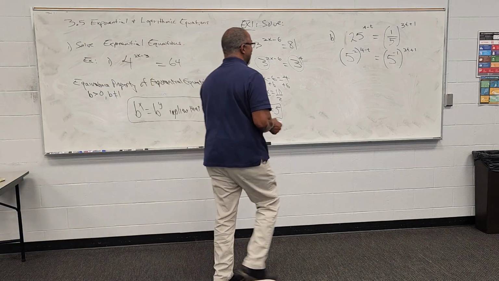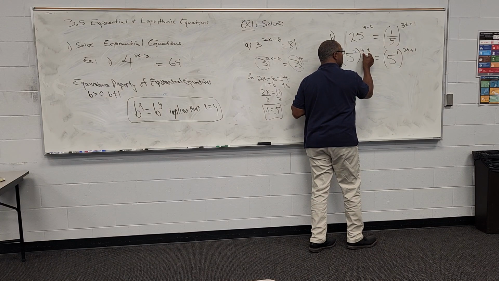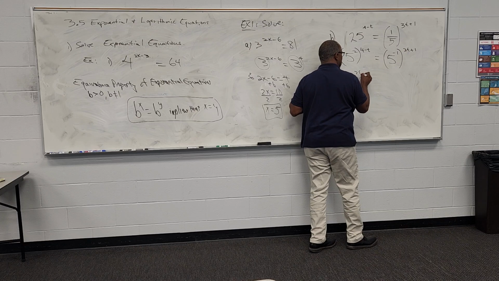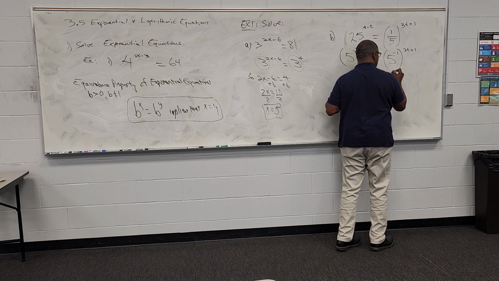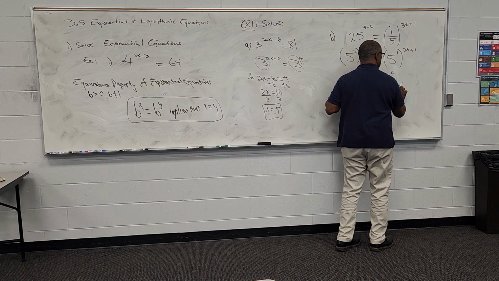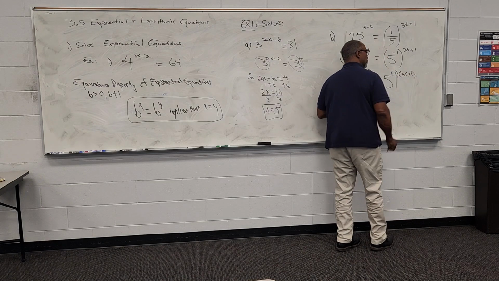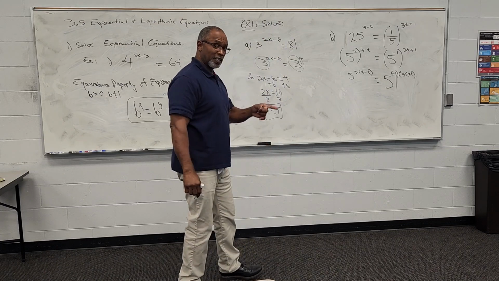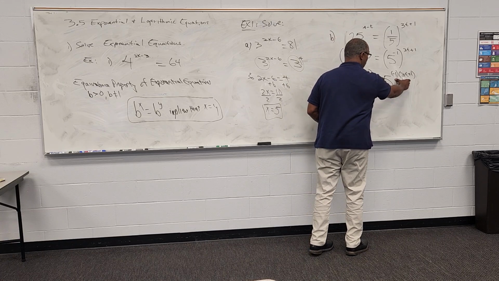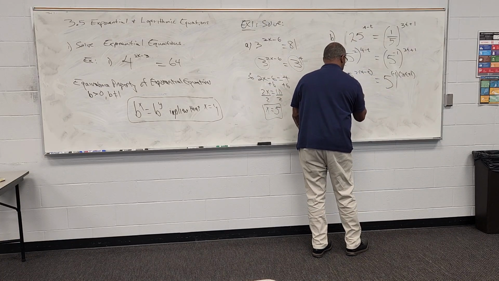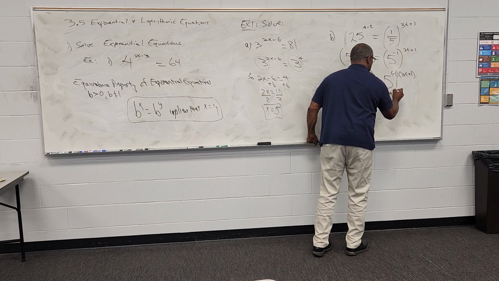Well, now that I have 5 raised to the second power raised to that power, whenever you have an exponent raised to an exponent, you multiply. So that'll be equal to 5 to the 2 times 4 minus t. Same thing here, this will be equal to 5 to the negative 1 times 3t plus 1. Whenever you have an exponent raised to an exponent, those two exponents multiply. So since I have b to the x equals b to the y, I can use that property to conclude that 2 times 4 minus t is equal to negative 1 times 3t plus 1.